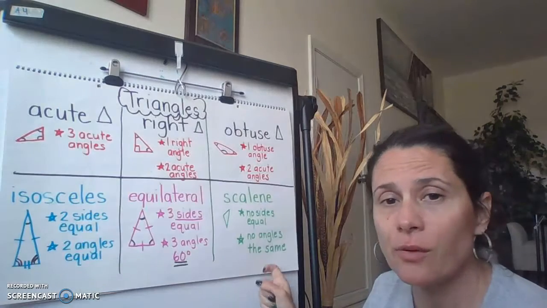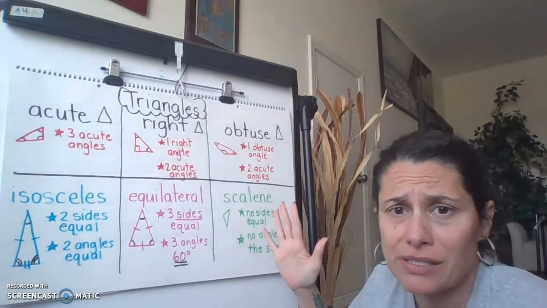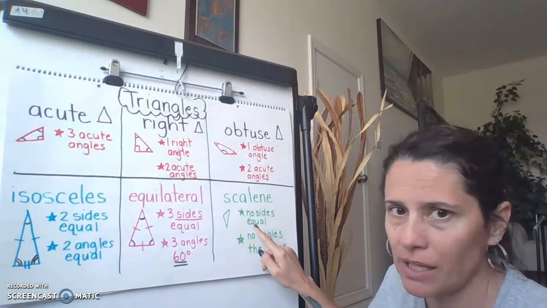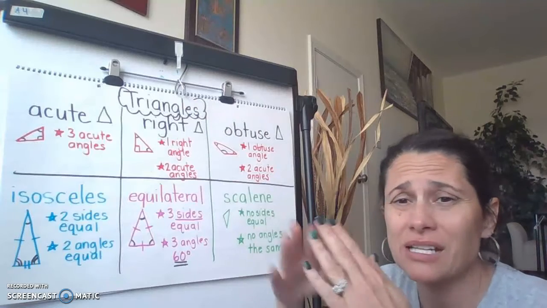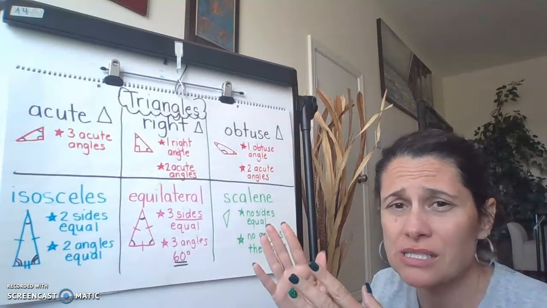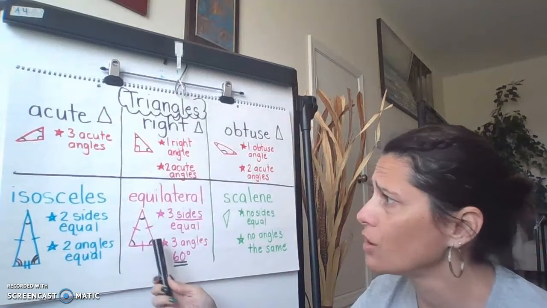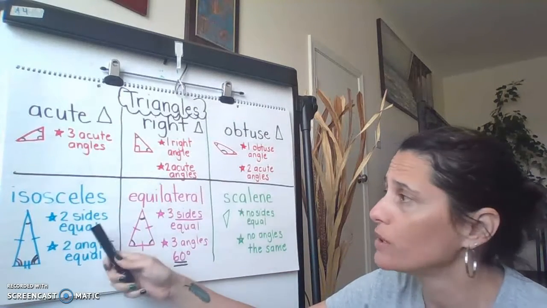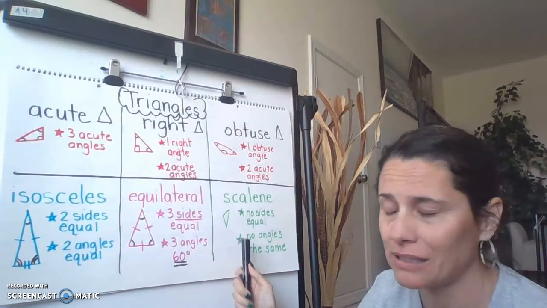And then the other one is scalene. And scalene, maybe we can think scary because nothing's the same. In a scalene triangle, there's no sides that are the same length and no angles are the same. So with this one, every side is a different length. There's nothing that is the same, and so that's called a scalene triangle. So our ones that we're really good at are acute, right, and obtuse. The ones that we're going to be practicing with are isosceles, equilateral, and scalene.